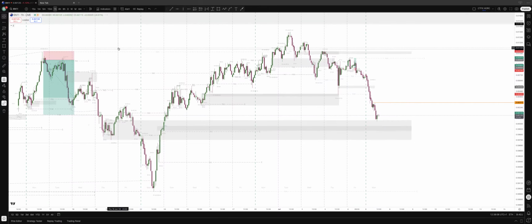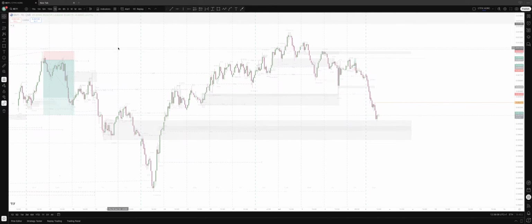And for Euro USD, let's go for Euro, Euro the toxic pair. So let's check Euro USD. What's Euro USD telling us?